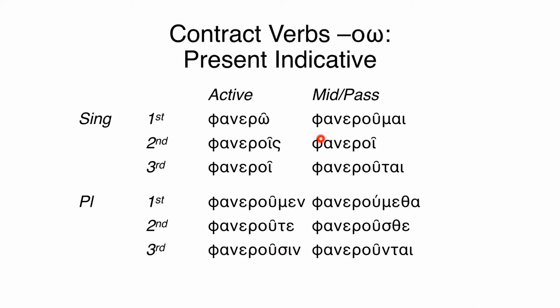What about the middle passives? We see phaneroumai, phaneroi, phaneroutai, phaneroumetha, phanerousthe, phanerountai, or with the modern pronunciation, phanerume, phaneri, phanerute, phanerumetha, phanerusthe, phanerunte. Now, these will look quite different from things that we've seen before, but they are entirely predictable once you have learnt the rules of contraction for "-oo" verbs.